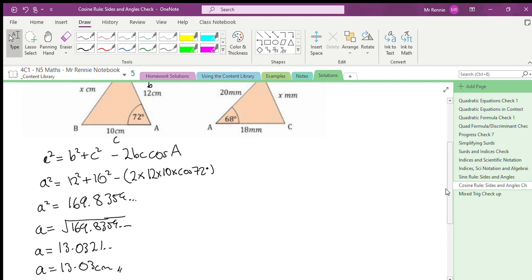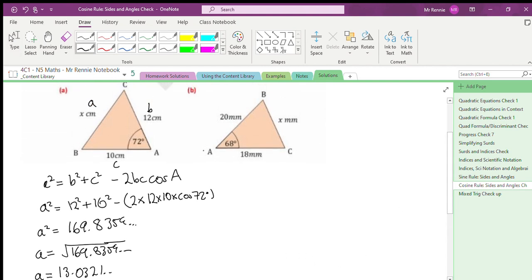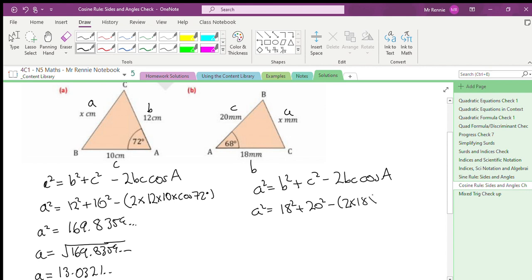Again, we're going to label the triangle. Like we've done before, opposite the angles are our lengths. So that's going to be c over there, and we've got b down there. Again, I'm finding x, which is a, that's handy, I don't need to change my formula. You always start by writing the formula down. Now we put our numbers in, so a squared equals b squared, which is 18 squared, plus c squared, which is 20 squared, minus 2 times 18 times 20 times cos of the angle A, which is 68 degrees.